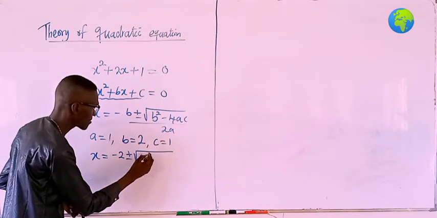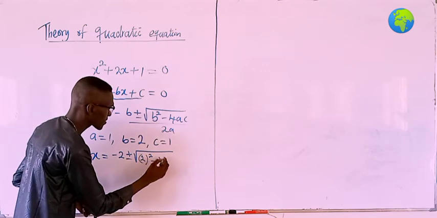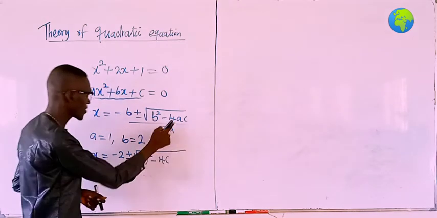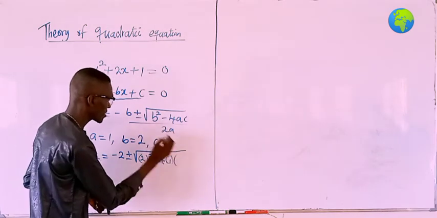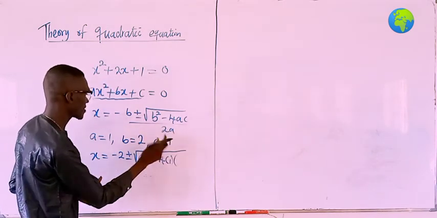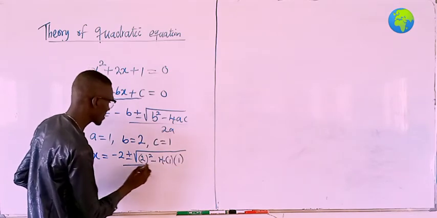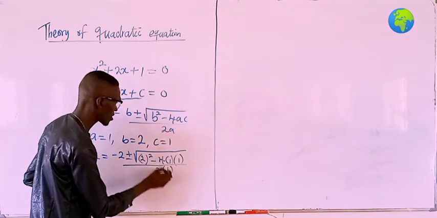Let me take it step by step. 2 square minus 4. What is a? Because we have a. A is 1, so 1, right? So we have c, isn't it? We are going to have c, which is 1 as well. Everything over 2 times 1 because 2a.